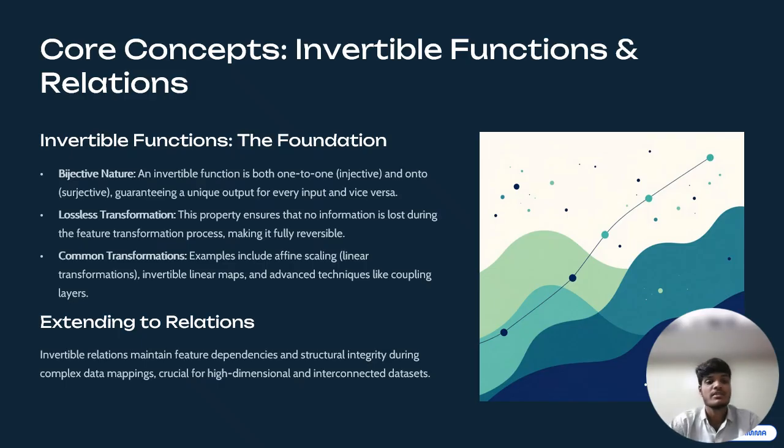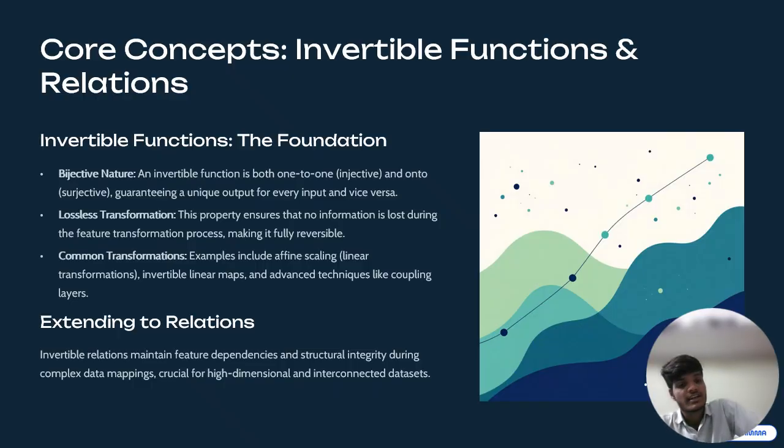Next, lossless transformation. This property ensures that no information is lost during the feature transformation process, making it fully reversible. Common transformations. Examples include affine scaling, linear transformations, invertible linear maps, and advanced techniques like coupling layers. This is totally about the foundation. First, bijective nature and lossless transformation. Here we ensure that no information is lost during the feature transformation process. And the common transformations are mainly affine scaling, invertible linear maps, and advanced techniques like coupling layers.